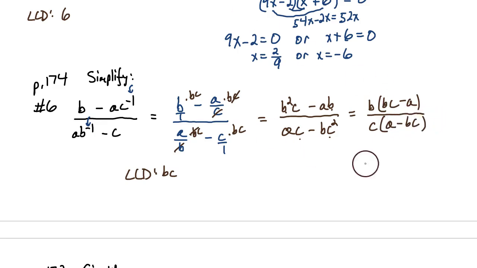Now nothing in the top matches exactly with the bottom, but BC minus A is the inverse thing of A minus BC. They do reduce, but they make -1 when they reduce, not a +1. So our final answer is -B all over C.